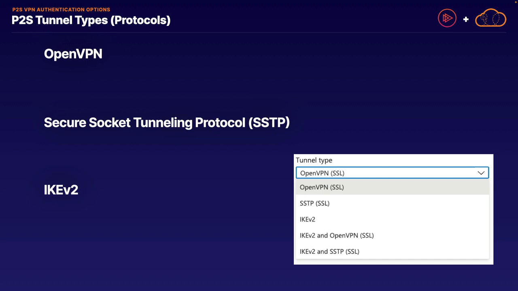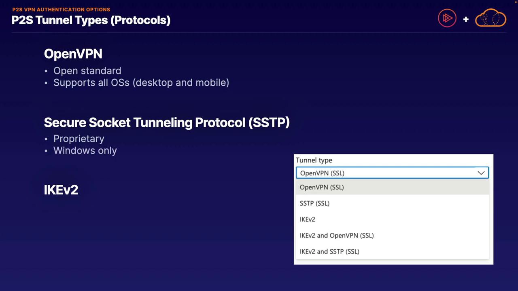Expanding on each of these, starting with OpenVPN. OpenVPN is referred to as an open standard, which supports all the major operating systems, which include Windows, Mac, Linux, Android, and iOS mobile devices. Of our three different tunnel types, OpenVPN by far has the widest compatibility with all the major operating systems. Our next tunnel type is SSTP, which, compared to OpenVPN, which is an open standard, is by contrast a proprietary standard which only works with Windows operating systems.